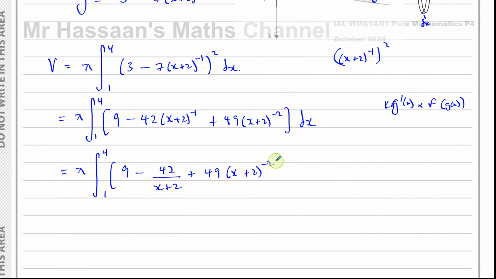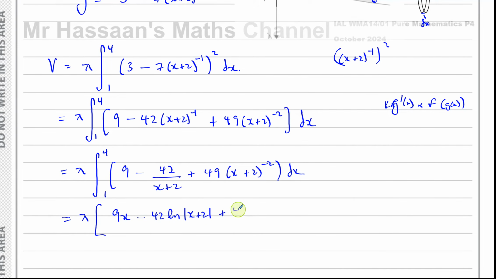This is perfectly fine as it is. So we can now start to integrate these terms. So I'll put my square bracket now. 9 integrated with respect to x gives us 9x. As we mentioned, this is going to be minus 42 times the ln of the modulus of x plus 2 divided by 1. That's fine.